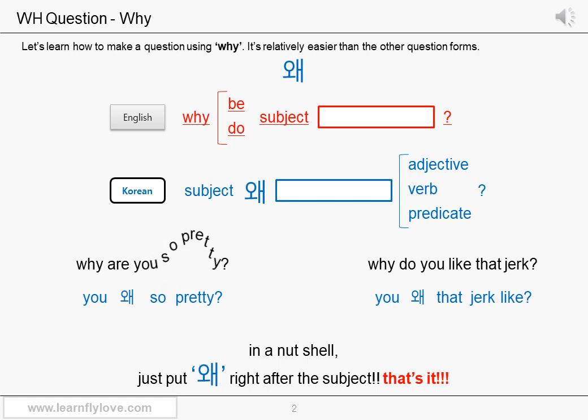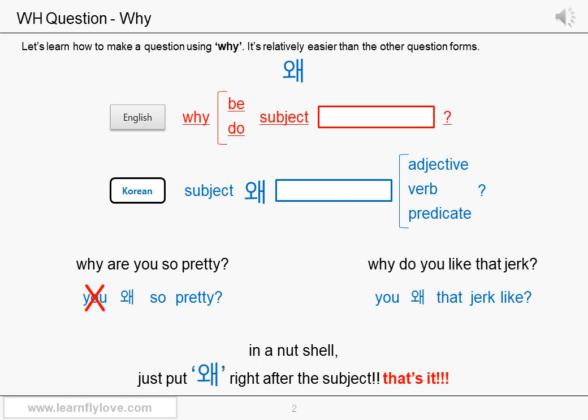Why are you so pretty? Just get rid of the subject you because we don't use the pronoun you in an honorific sentence. And put where and say the rest with the rising tone. Where so pretty? It's too easy, right? Let's take a look at the next one.